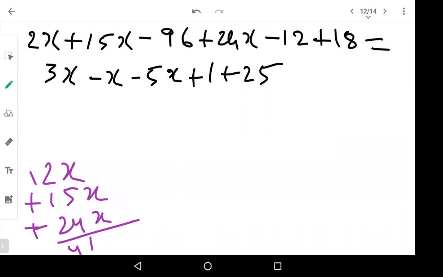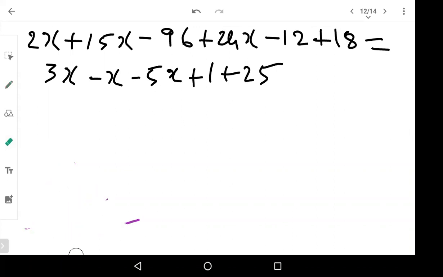So here it is correct, no? Now it is 24. Yeah, it is correct now. Okay. So we have 41x. We have 41x. And what are the other numbers remaining? Minus 96, minus 12, plus 18. How much will you get?